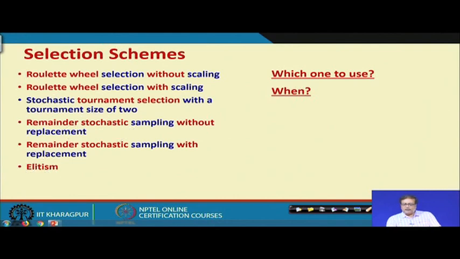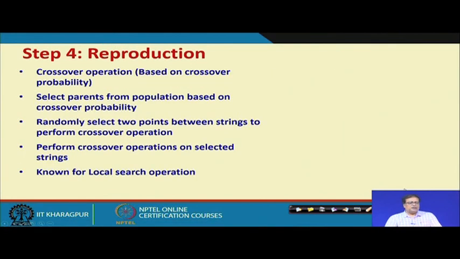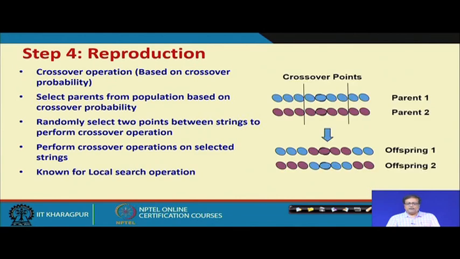Now, after this let us see what the various reproduction possibilities are. There could be crossover operation based on crossover probability: select parents from the population based on crossover probability. Randomly select 2 points between strings and perform crossover operations. Then perform crossover operations on selected strings, known for local search operation. So, essentially the crossover operation is something like this. You see there is a crossover point.